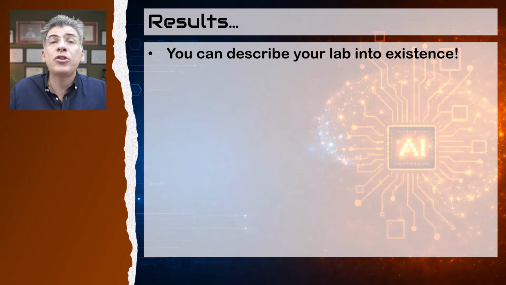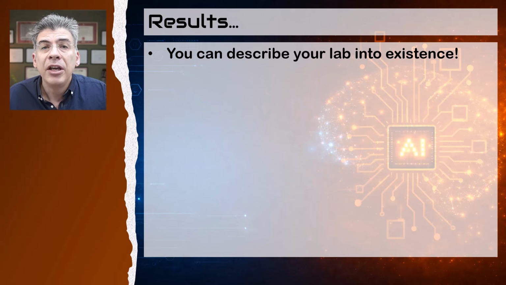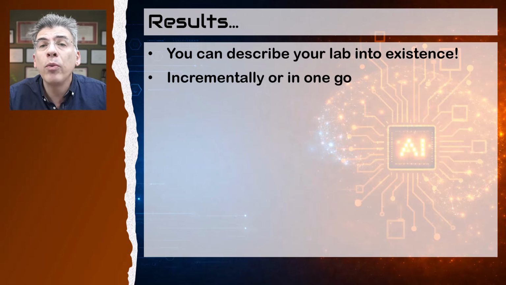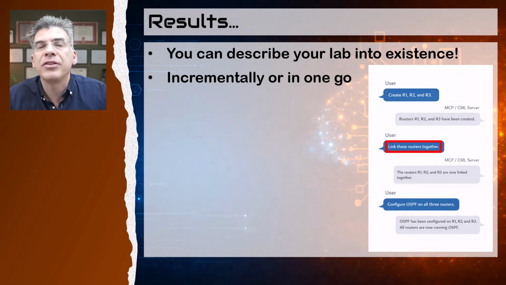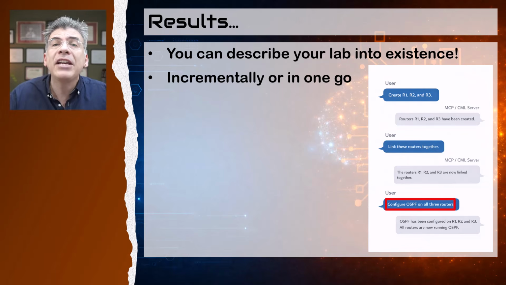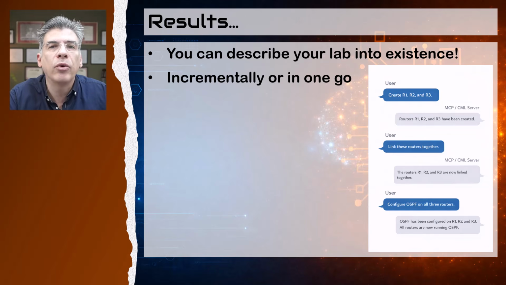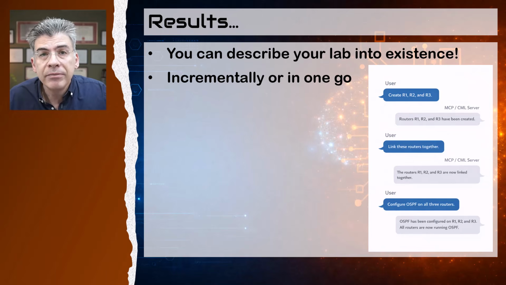You can simply describe your lab into existence. You can do it incrementally or in one go. For example, you can say, deploy 3 routers and name them R1 to R3. Connect the routers together using gigabit Ethernet connections. Enable OSPF on all routers, and so on, so that you can make sure that each step is done correctly and you can check it along the way. Kind of like a normal discussion on an AI interface. Or you can describe it all together and have the system created all in one go.